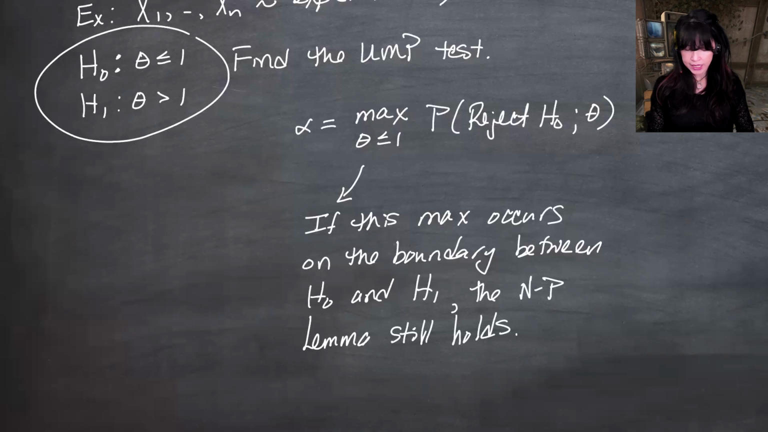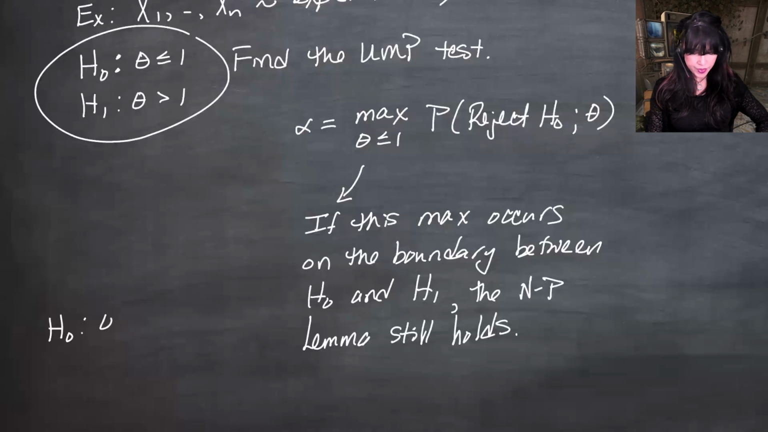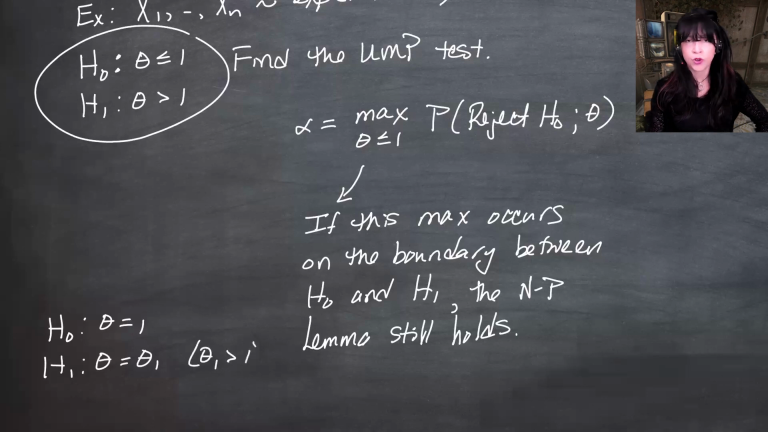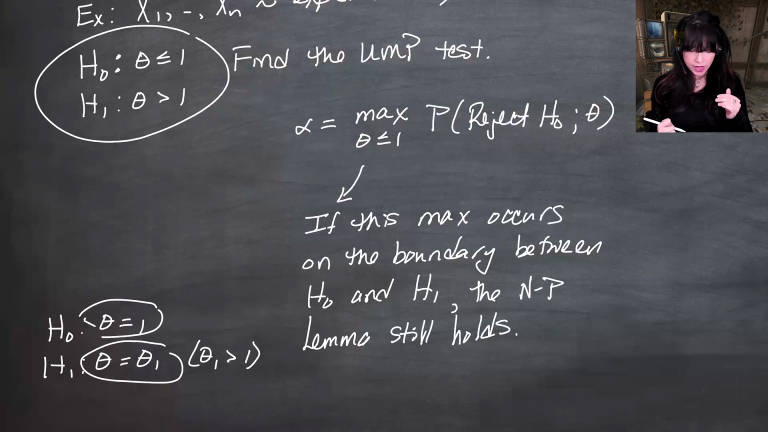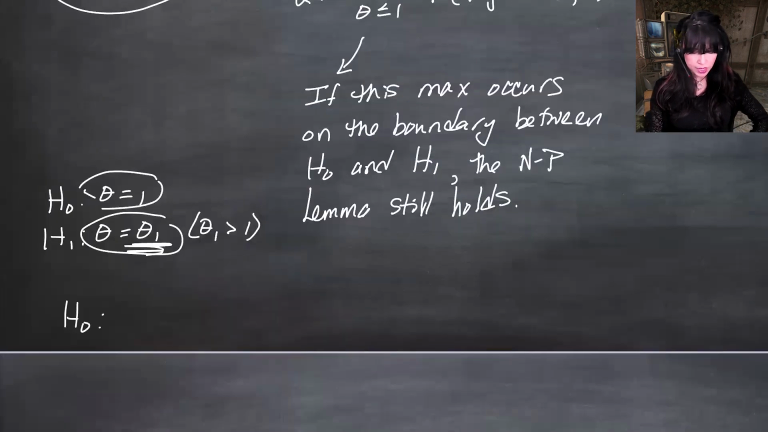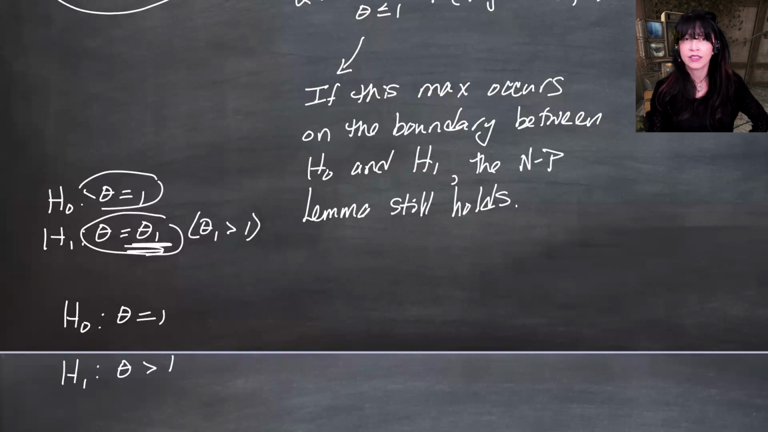So if we want to find a UMP test here, we can try Neyman Pearson on theta equals 1 versus theta is some theta 1, where theta 1 is greater than 1. Like just looking at the boundary here and just looking at any point in the alternate hypothesis so that we can use Neyman Pearson. And if you get a test that does not depend on the particular choice of theta 1, then your best or most powerful test is then UMP for theta equals 1 versus the alternative theta is greater than 1.